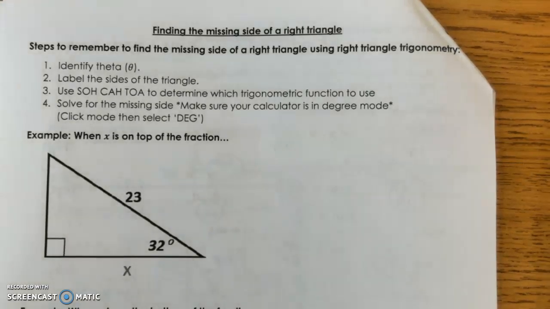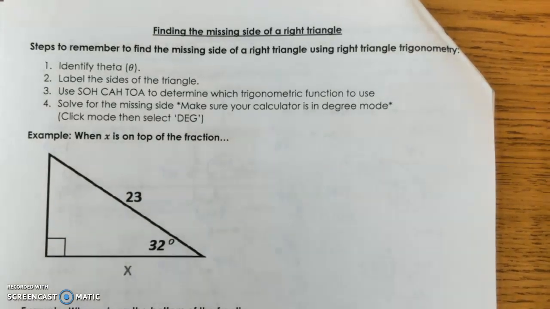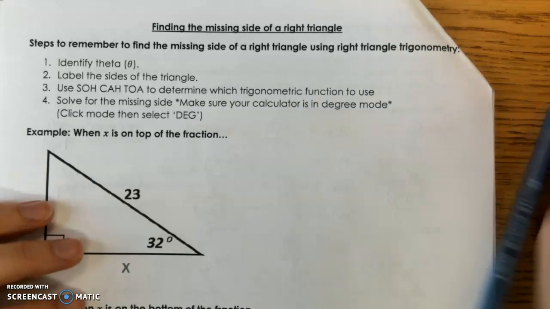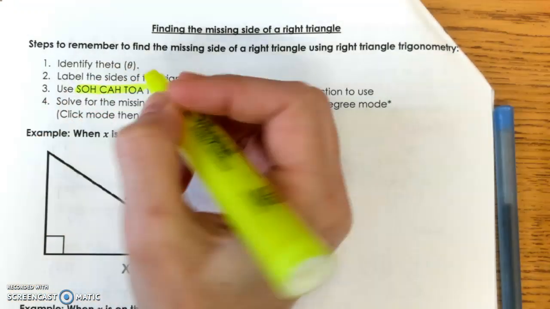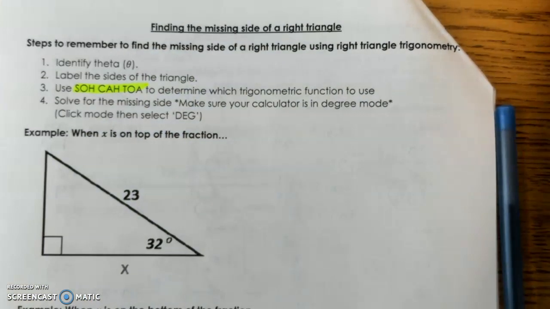All right, we're kicking it up a notch. We are going to now use these trig ratios to find the missing side of a right triangle. When we have a side and we have an angle of a right triangle, we can use that information along with the trig ratios to find the missing side. The key here is labeling and understanding what trig ratio we need. So here are our 3 trig ratios: sine, cosine, tangent, SOHCAHTOA.